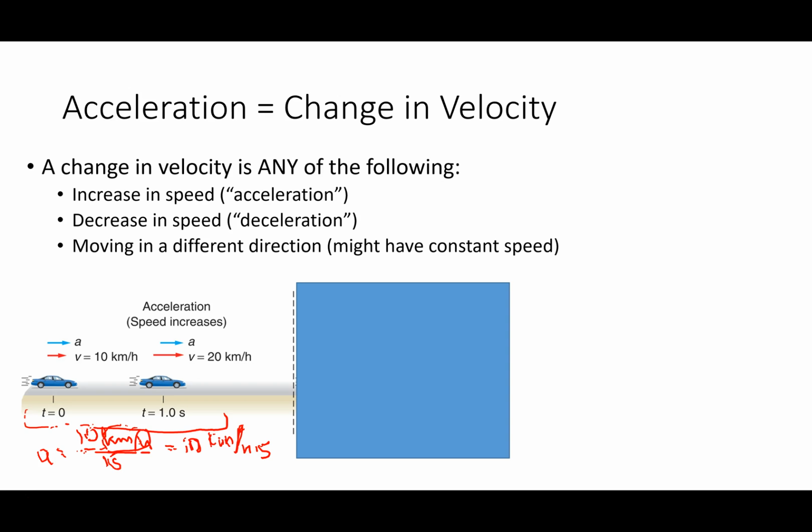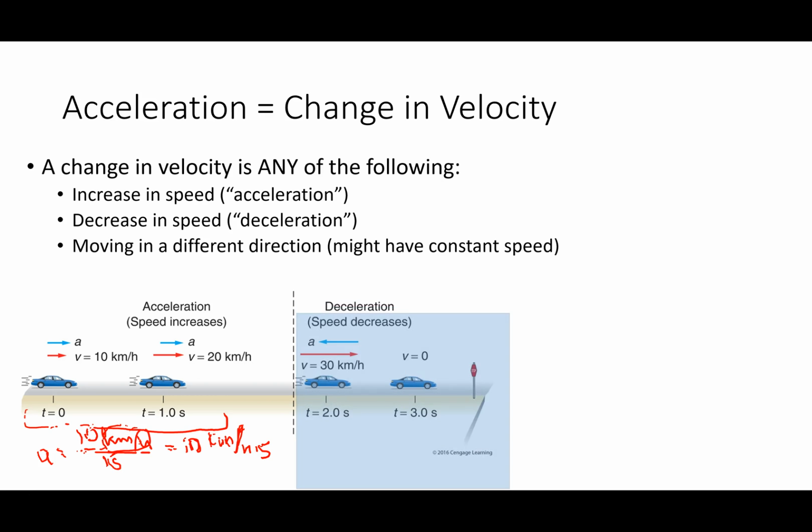So let's see what the car does next. Here we have a different time interval at 2 seconds. He or she was clocked at going 30 kilometers per hour, and now they stopped.